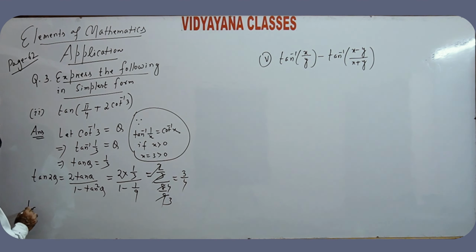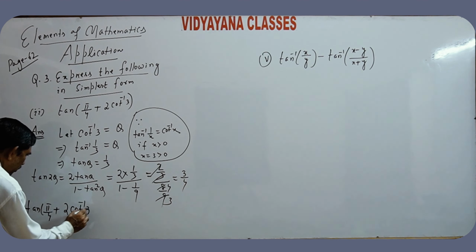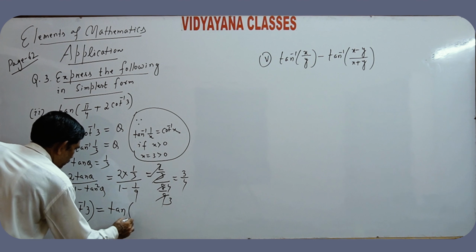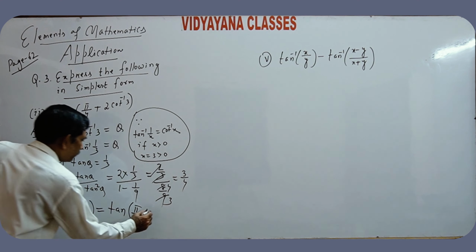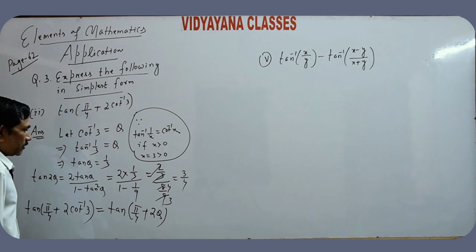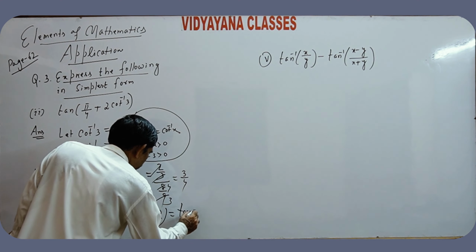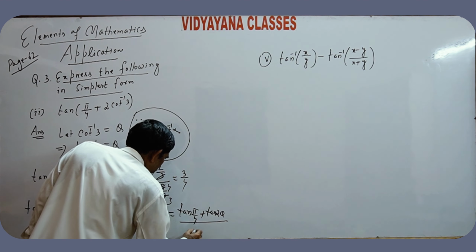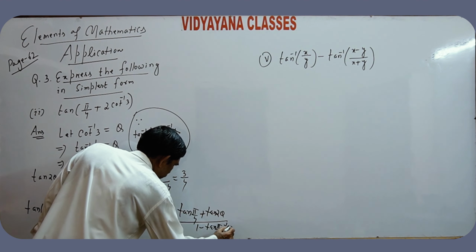Tan pi by 4 plus 2 cot inverse 3, which is same as tan pi by 4 plus 2 theta, which is same as tan of a plus b is equal to tan a plus tan b, whole divided by 1 minus tan a into tan b.